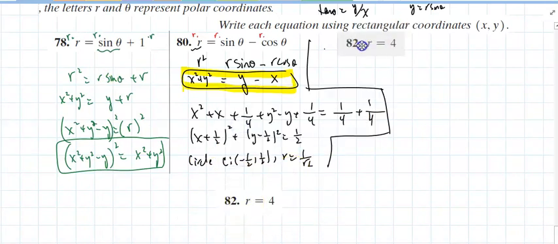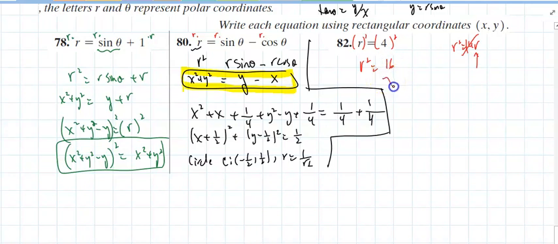r equals 4. I have an option: either I multiply by r to get r squared, or I square both sides. It turns out if I multiply by r, I'll get r squared equals 4r. That's still a problem. So instead, I square both sides and say r squared equals 16. That would mean x squared plus y squared equals 16. And I recognize this is a circle with a radius of 4.